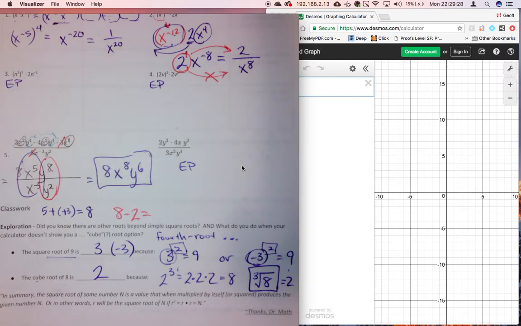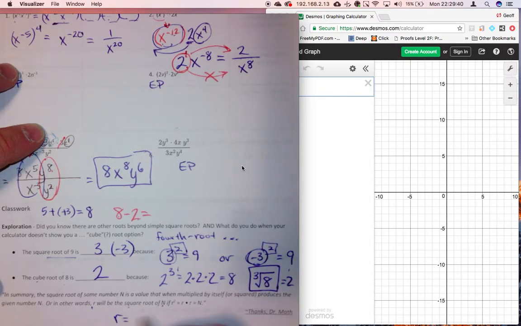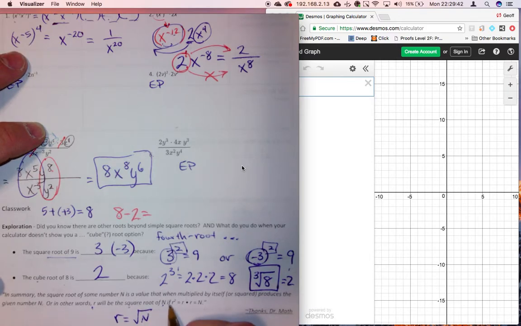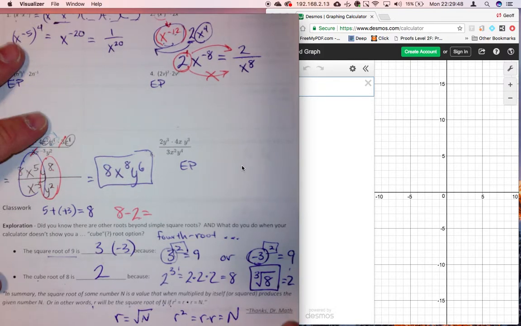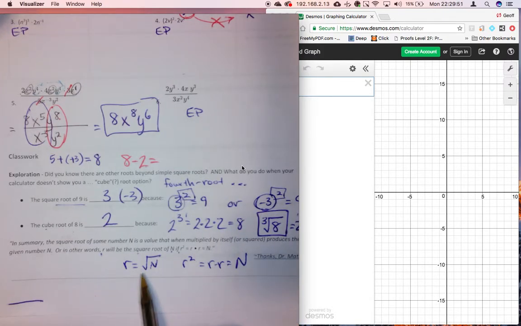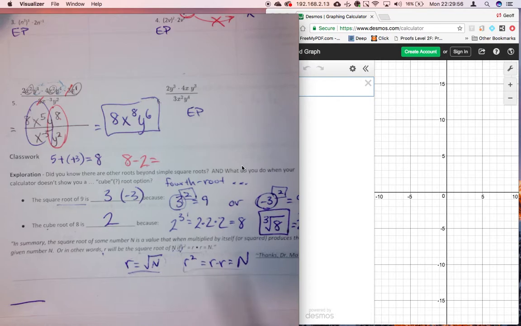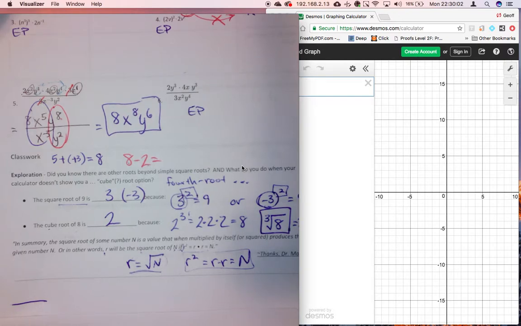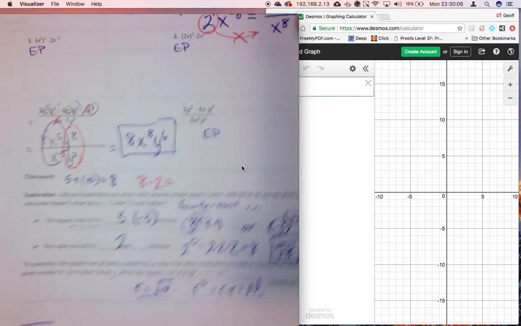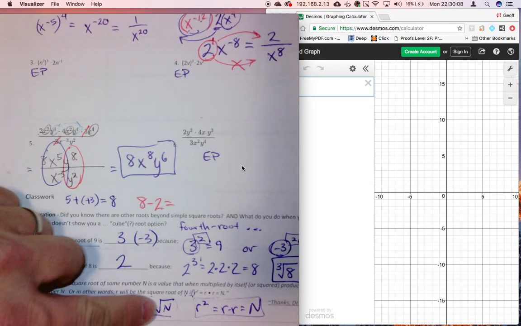The square root of some number n is a value that when multiplied by itself, which is the same thing as squared, produces the given number n. In other words, r will be the square root of n, so r equals the square root of n, if r squared, which equals r times r, equals n. This is where we start to talk about maybe a higher level mathematical idea. We run into problems if n is negative. How can you have a square root that produces a negative answer?